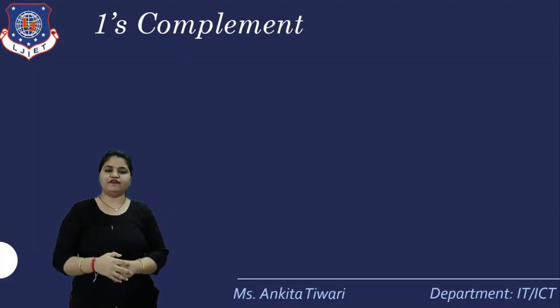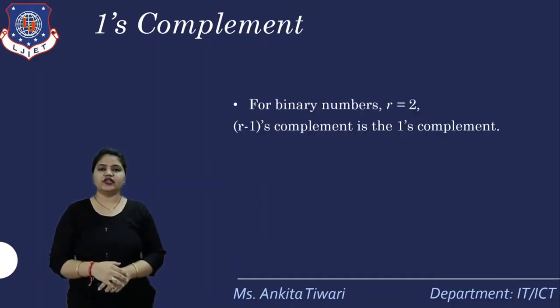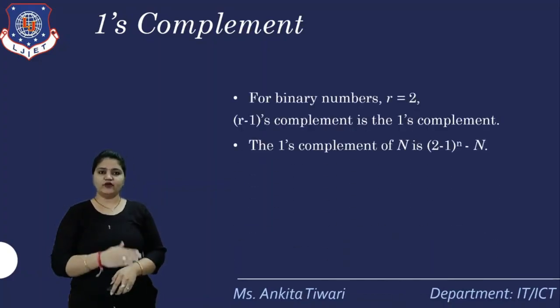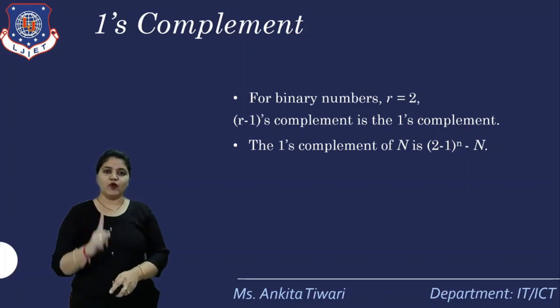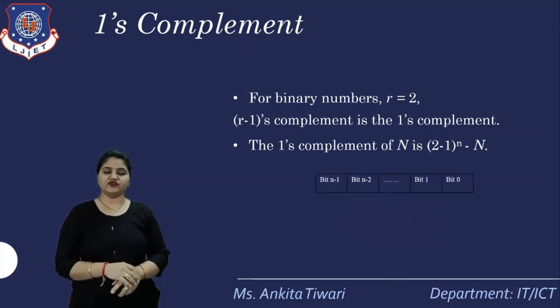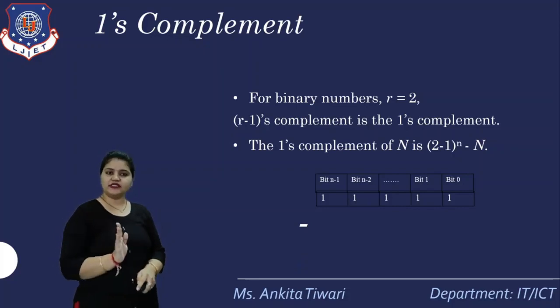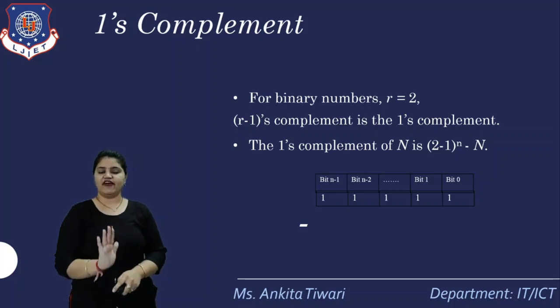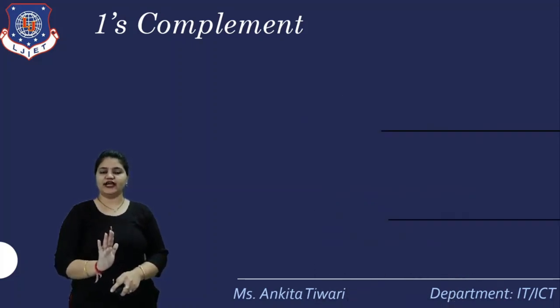Now the next type of complement that we are taking is 1's complement. Here 1's complement we will take with base 2. So r equals 2, r minus 1 will be 1's complement. So 2 minus 1 whole raised to n minus N will be your formula. The same thing: 1 repeated as many times as the number of digits, that is 11111, 5 times, minus your number, you will get the answer.